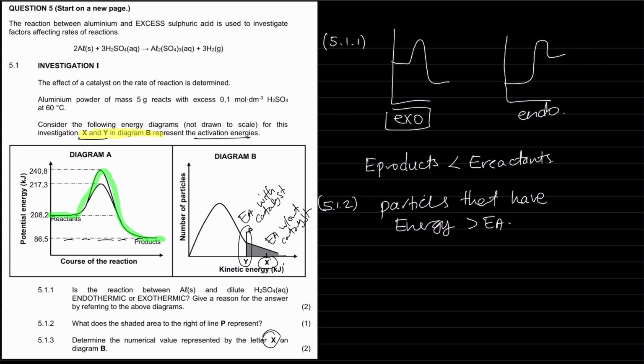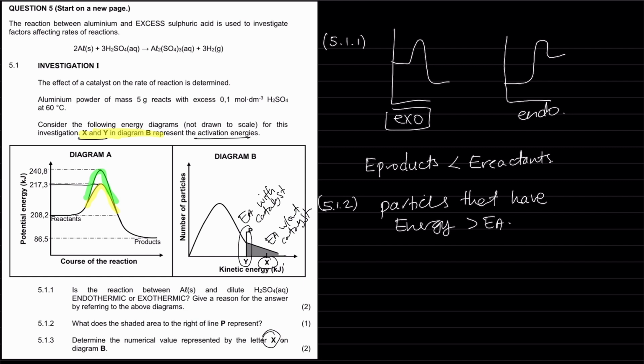Now, where do we get this from? We can get it from diagram A. Now, in diagram A, we have two curves. The curve that I'm going to highlight here in yellow, this one right here, that's a lower activation energy. So this curve represents the activation energy with a catalyst. The curve that's above it in green, that's representing the activation energy without a catalyst. So they want the activation energy without a catalyst.